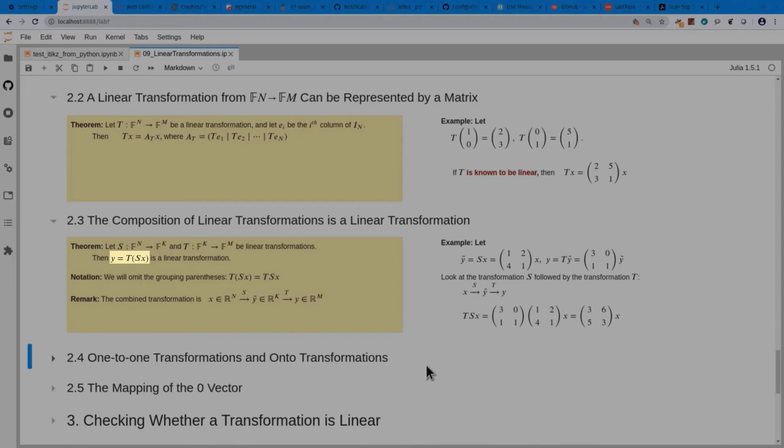Now, we normally omit the grouping parenthesis. Instead of writing T applied to S applied to x, we'll simply write TSx.